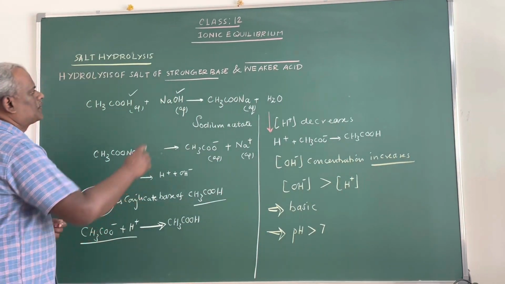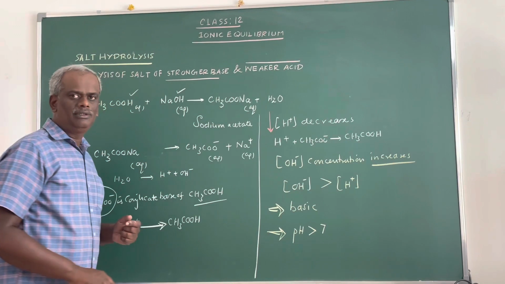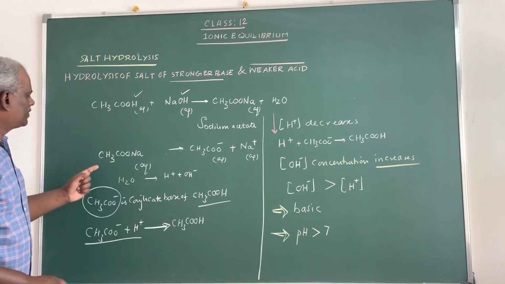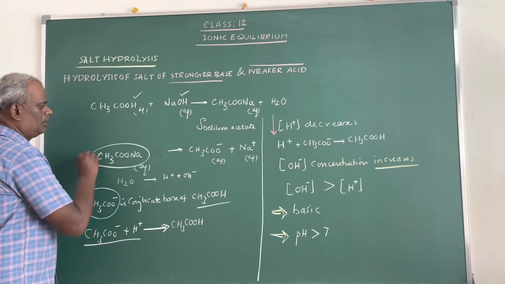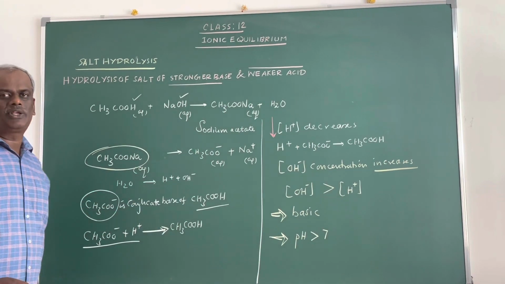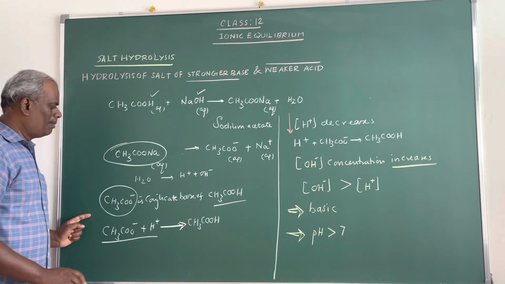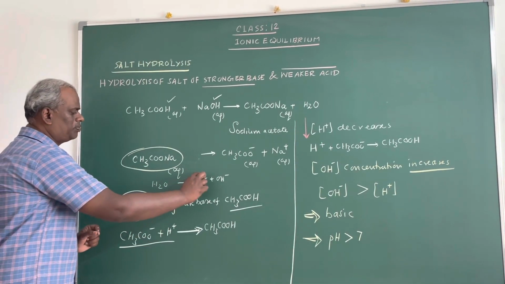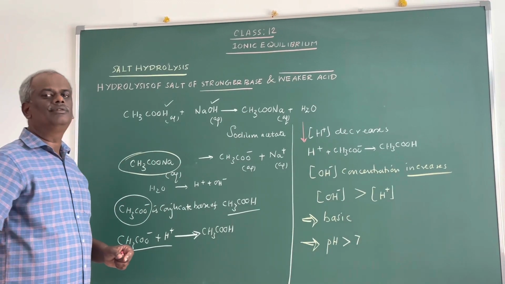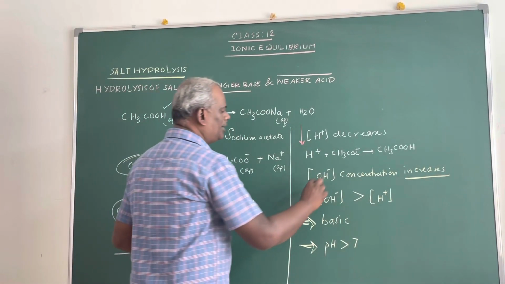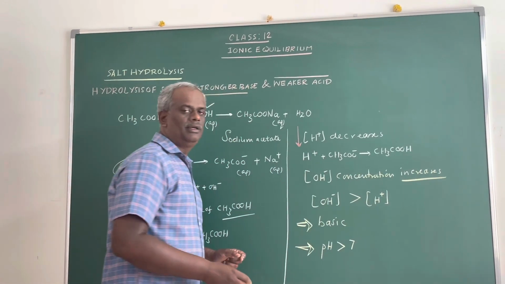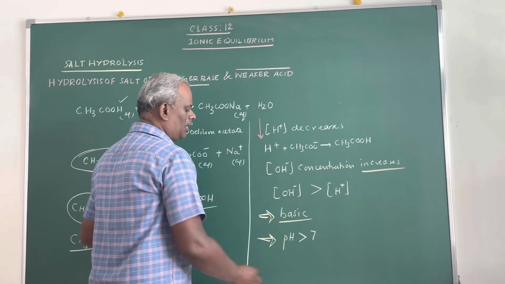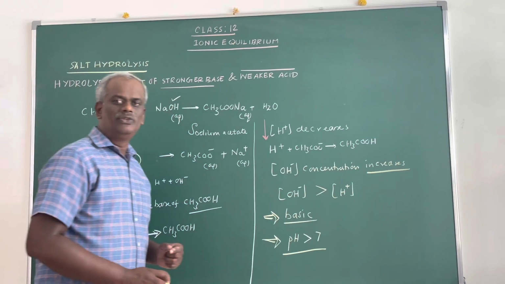So the salt of stronger base and weaker acid, at the end of the hydrolysis, the best example, sodium acetate, is forming acetate ion and Na plus ion. The acetate is combining with the H plus to form acetic acid. So the concentration of H plus is continuously decreasing, and due to that the concentration of hydroxide would be greater. Due to the increased concentration of hydroxide ion, the solution becomes basic and its pH would be greater than 7.